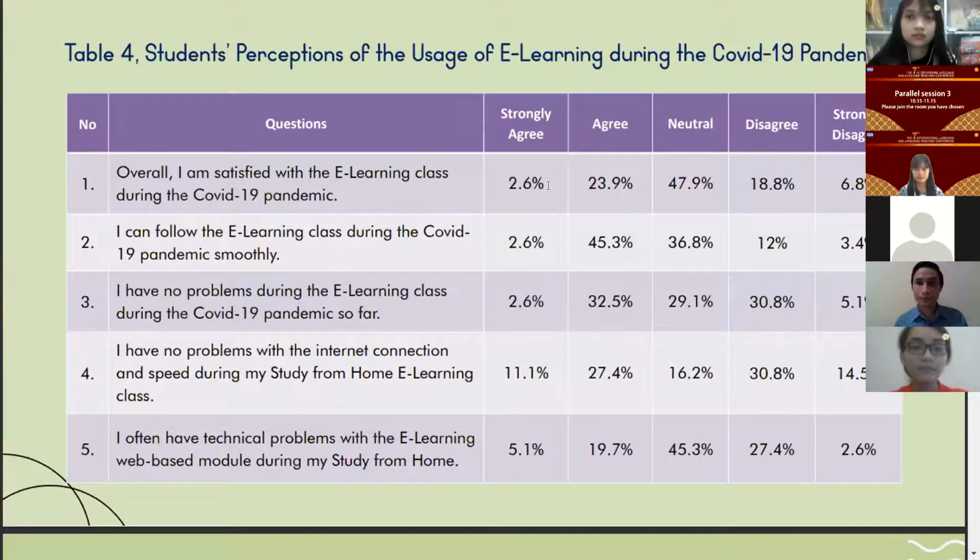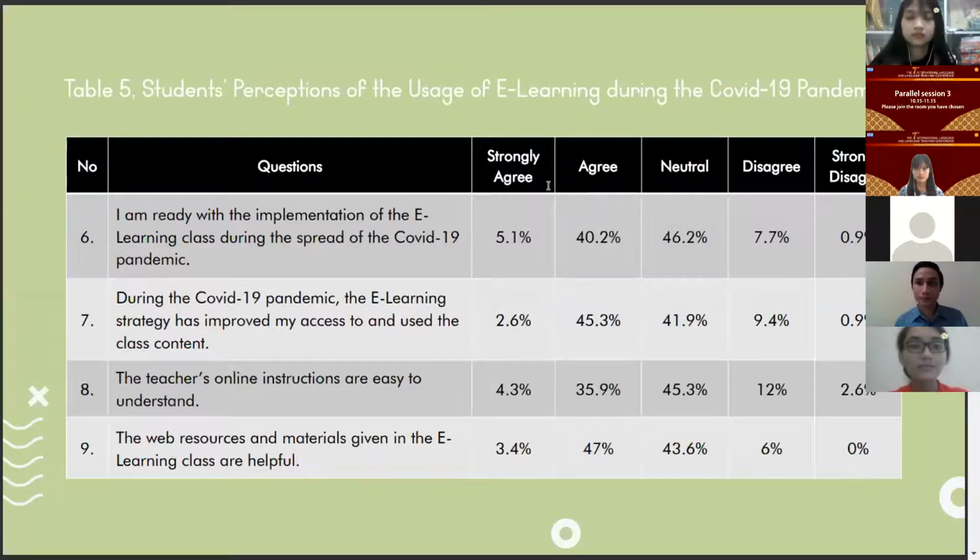Table 5 shows students' perception of the implementation of e-learning. It shows that students were ready for this implementation, but the majority of the respondents felt that the e-learning strategy had improved their opportunity to access and use the class content, and they also argued that teachers' online instructions were easy to understand. In addition, the web resources and materials given in this class were also helpful.